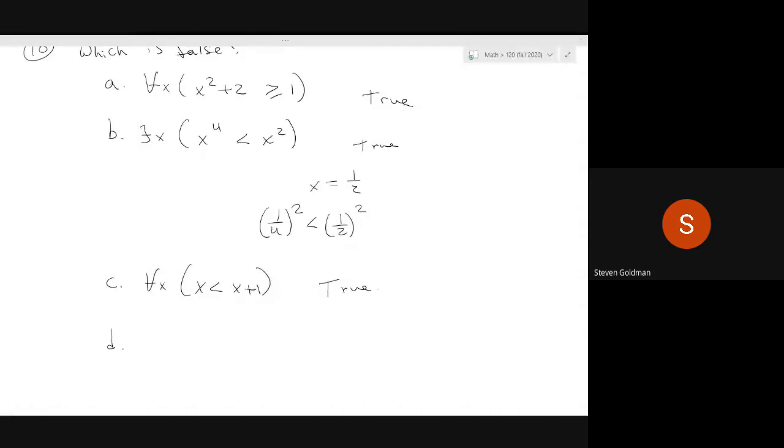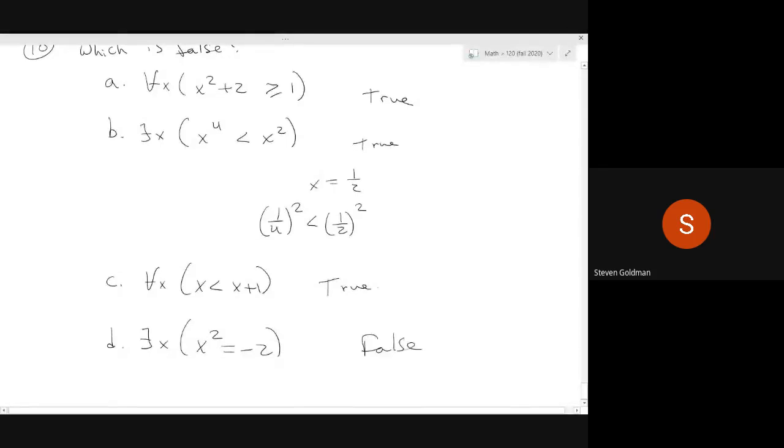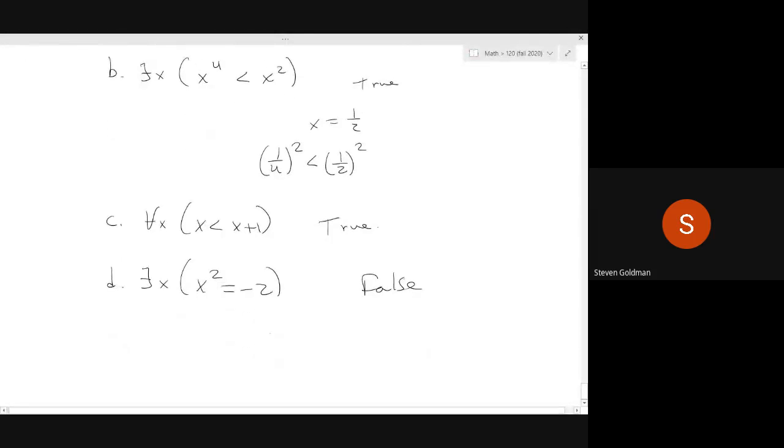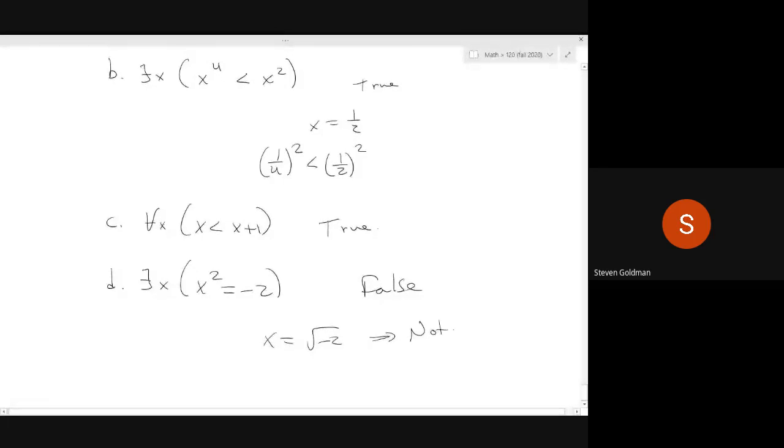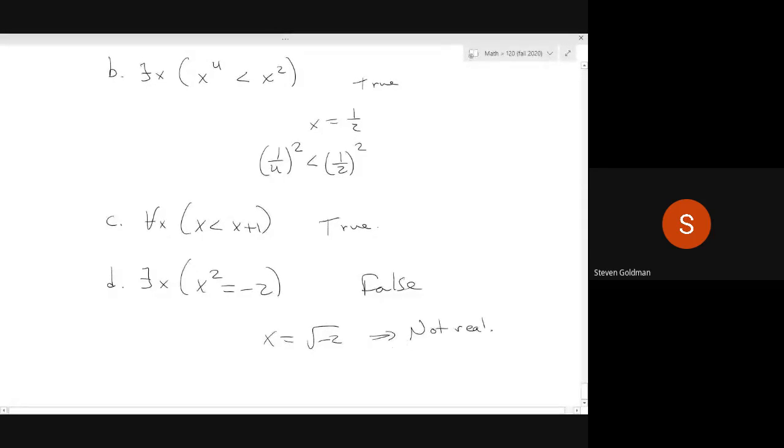What was D? D was the statement, there exists an x such that x squared equals -2. So there exists some real number x such that x squared equals -2. And again, that's false for the same reason we mentioned above. x would have to be the square root of -2, which is not real. Okay, so there is no real number. There's no number in the domain that will make x squared equal to a negative number. Okay, so we found our answer for 10. The answer is D.